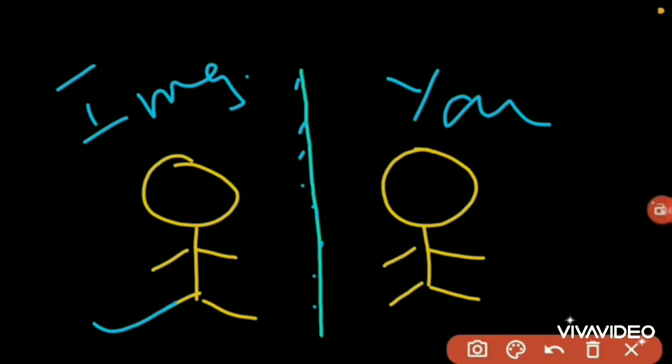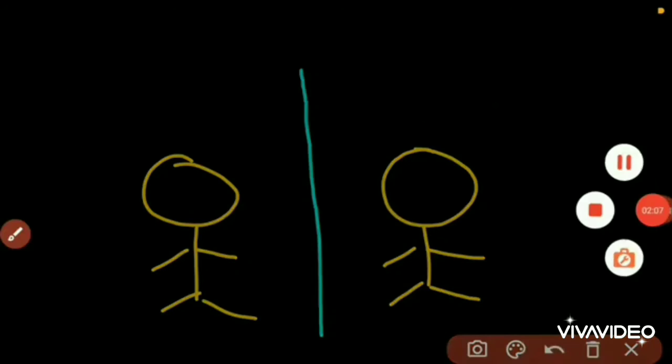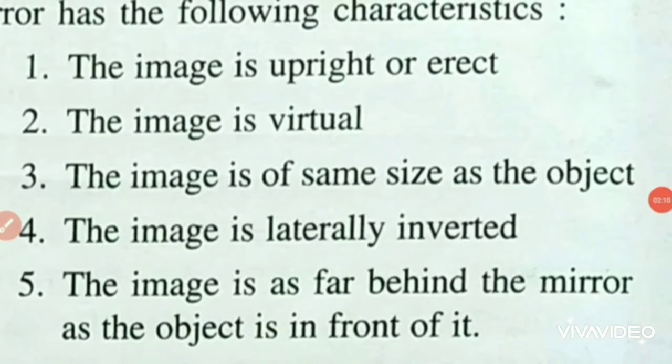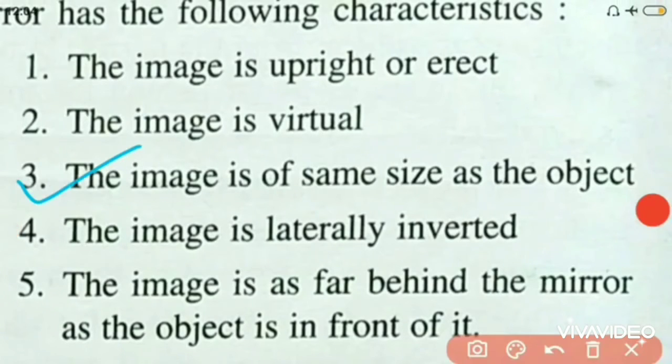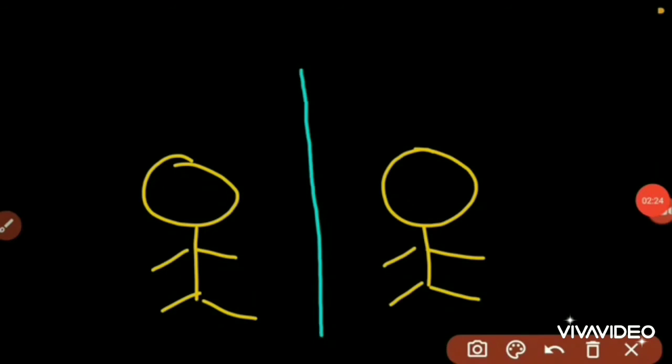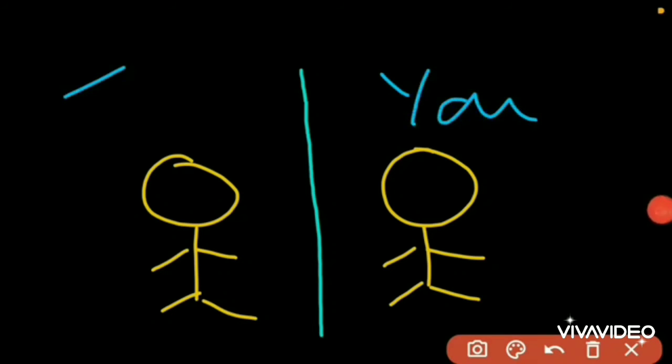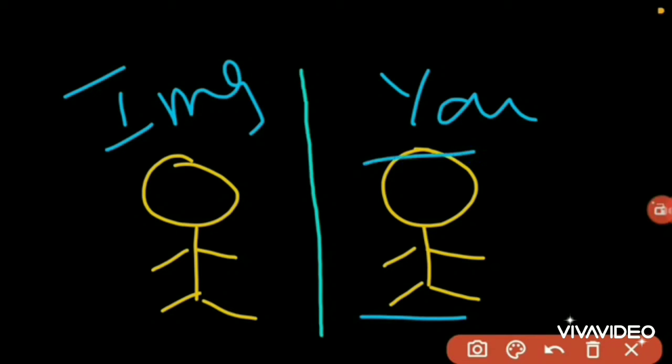Now let's understand that the image is of the same size as the object. The third point is clearly saying that the image is of the same size as the object which is forming in the plane mirror. Now let's again see a similar example. Suppose again this is you and the line is the mirror and the image is formed. Now suppose your height is 5 feet. So obviously the image which is formed in the plane mirror will be of the same height and also have the same size. I hope it is clear.